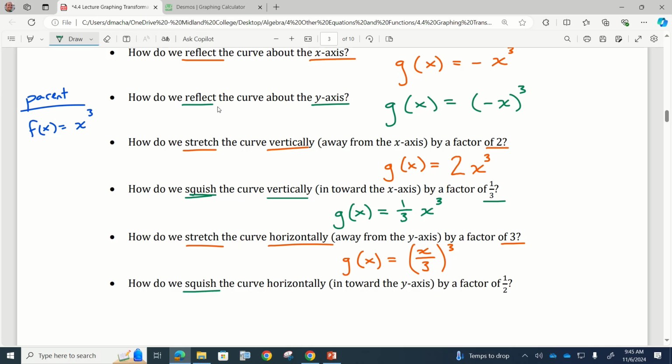Lastly, this is the last transformation you need to know. If I want to squish the curve in the horizontal direction by a factor of 1/2, I might write x divided by 1/2. But you'll notice that's the same thing as writing 2x cubed. And so in this case, all of the points are going to be half the distance away from the y-axis, so everything's going to get scrunched up horizontally. And that's it. So there's 10 transformations that you need to know in order to make this work.